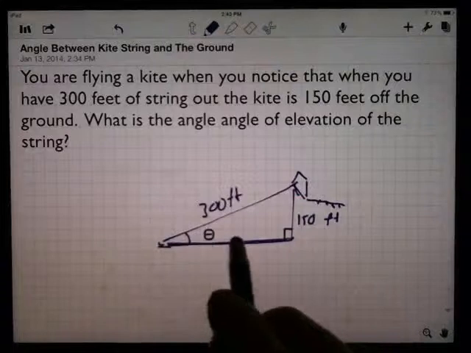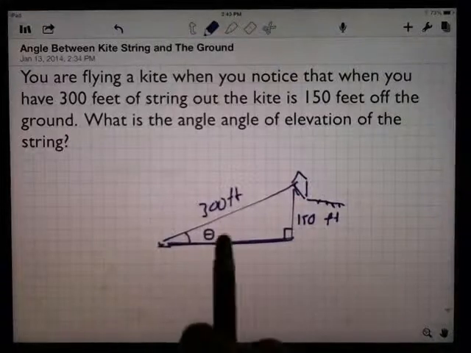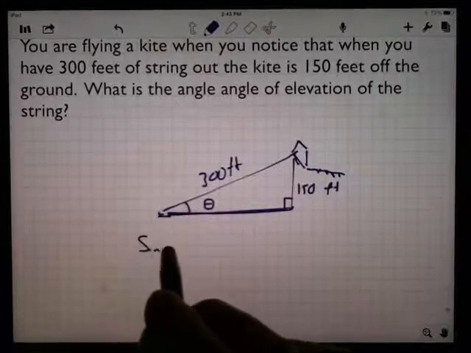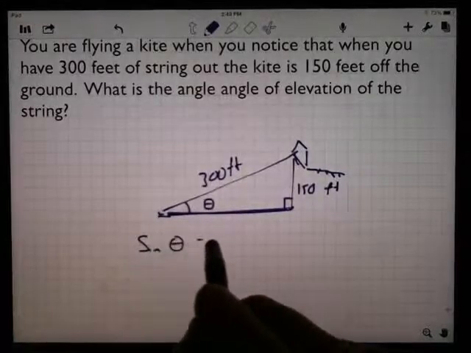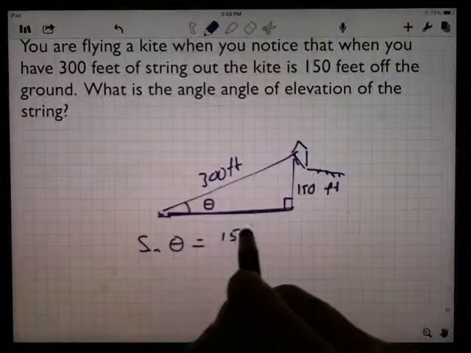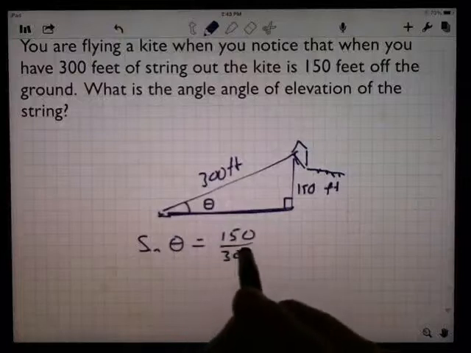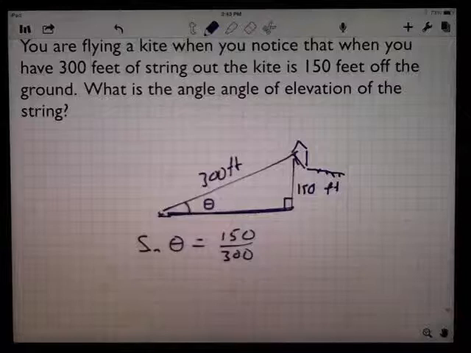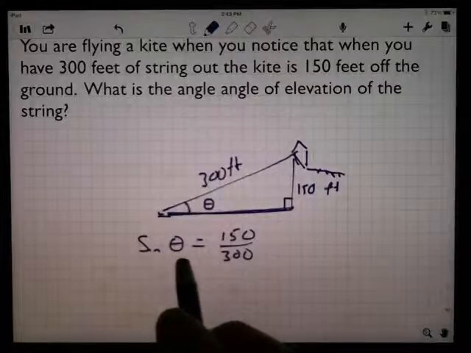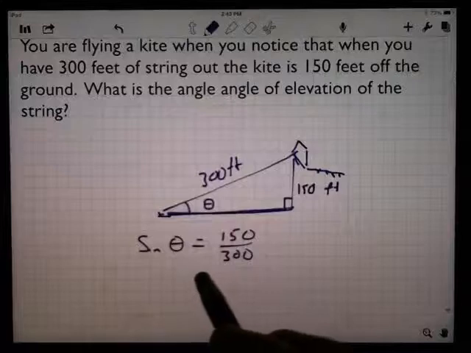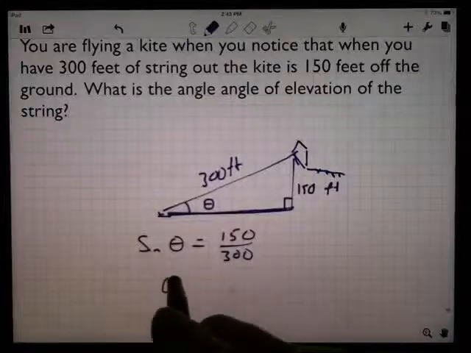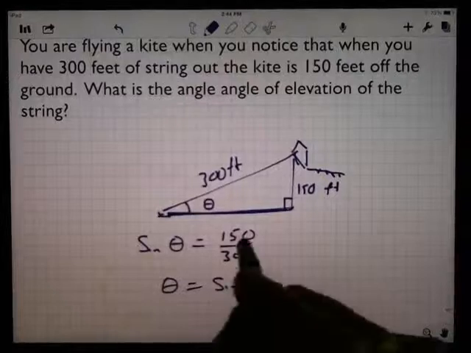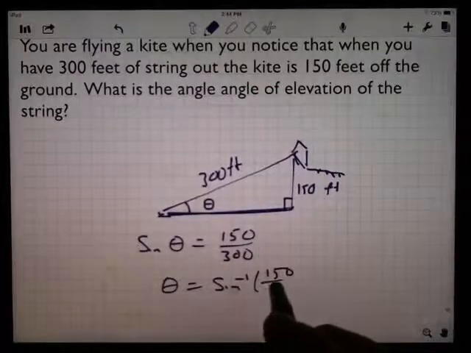Well, that angle, these two sides, that's the opposite side and the hypotenuse, so this should be the sine. So the sine of the angle is 150 divided by 300. In this problem, I don't have the angle. I'm looking for the angle, and this is where we need to use an inverse trig function. So theta is the inverse sine of 150 divided by 300.